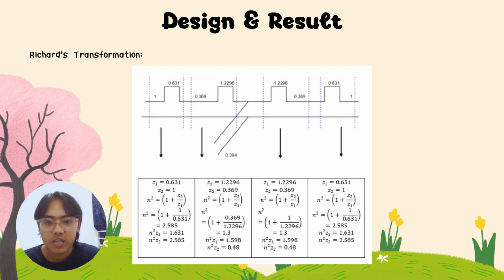Okay, so next we need to form the Richards transformation from the Kuroda identities. As you can see here, this is the formula from the Kuroda identities, and we need to transform it to the Richards transformation. So on this part, we already changed it from the shunt stub open circuit into a series circuit.